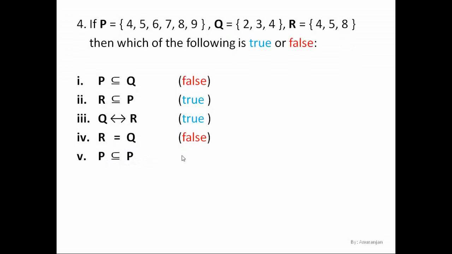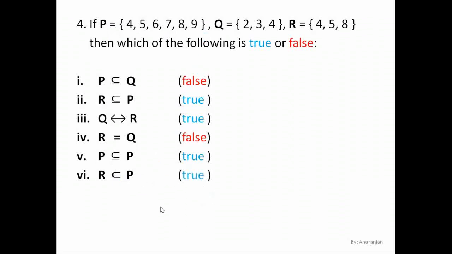So it is true. Next, R is a proper subset of P. Now to be a proper subset, what is the condition? That it should be a subset and it should not be equal to that set. So let's see, R is a subset of P. Yes, R is a subset of P because 4, 5 and 8 are included, and R is not equal to P, isn't it? So it satisfies the condition, so we can say it is true.